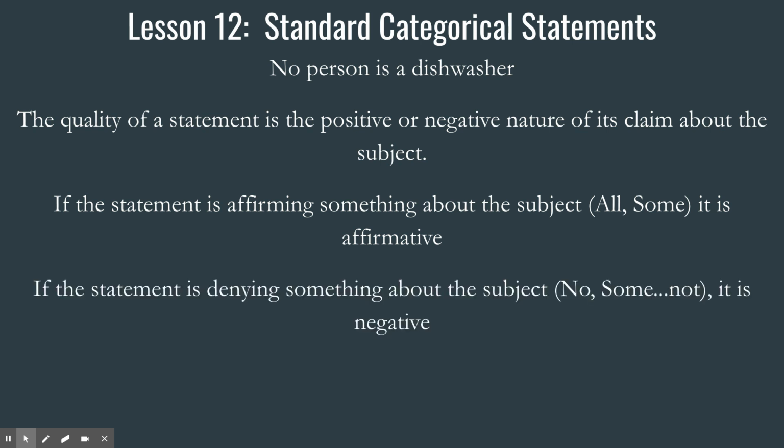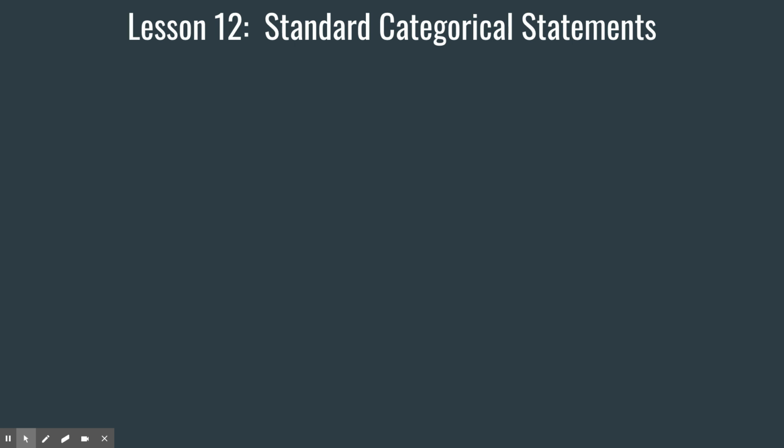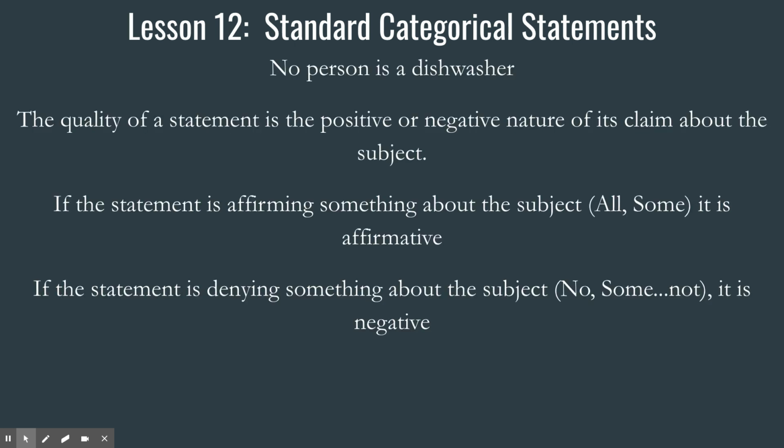If a statement is denying something, it's what we call a negative statement. So if I say no S are P or some S are not P, then I'm denying something about the subject, and we call that a negative. So we've got affirmative and we've got negative. We've got universal, all or no, particular, some or some not. We have got affirmative, all or some, and we've got negative, no and some are not.